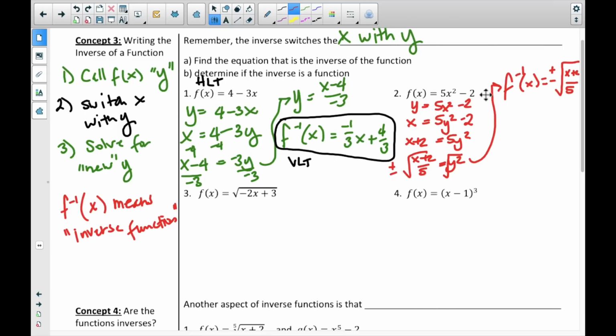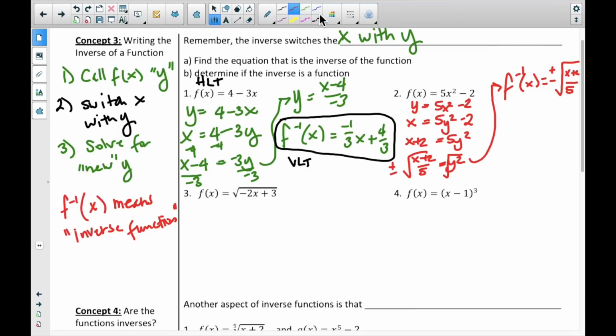Again, let me just recap what we did. We called f of x y. We switched our x with our y. And then we solved it. Remember, if you take the square root, you have to have a plus and minus. And so we have our answer. The inverse of f of x is x plus 2 all over 5 square root of that.